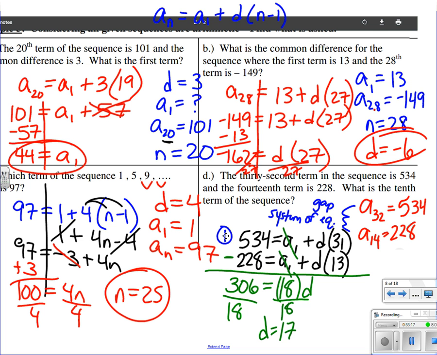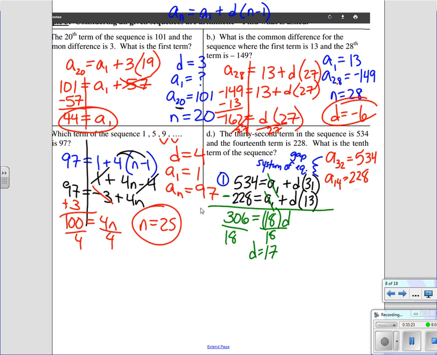Here's why this problem is horrendous. What are they asking for? The 10th term. Have we found that yet? No. So you've got to take this and plug it back into this top equation. So I'm going to write 534 equals, do I know what A1 is? No, I still don't know what A1 is. Plus, do I know what D is now? Yes. What is D? 17, parentheses, 31.